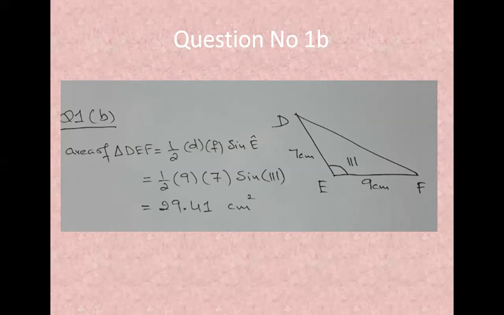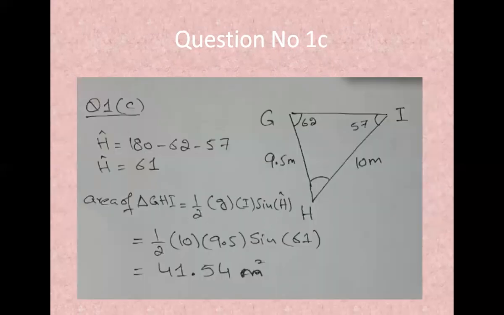So the area of the triangle DEF will be equal to 1 divided by 2 D into F into sine of E. Just put these values in your calculator. You will enter 1 divided by 2 multiply 9 multiply 7 multiply sine 111 equals, and that will be 29.41 centimeters square. Hopefully you understand how this is done.